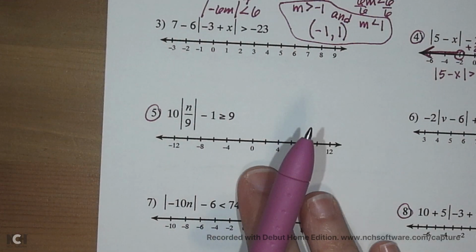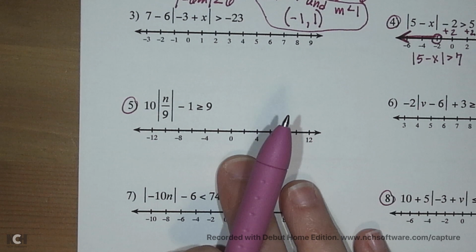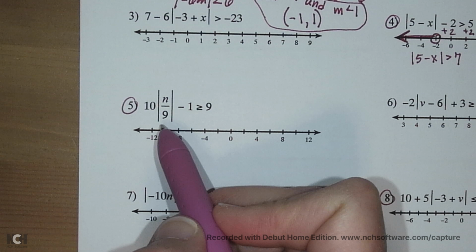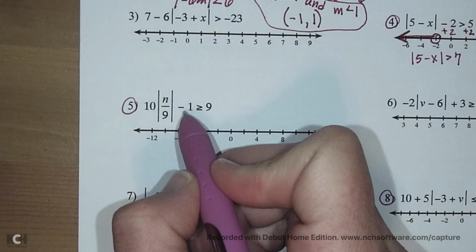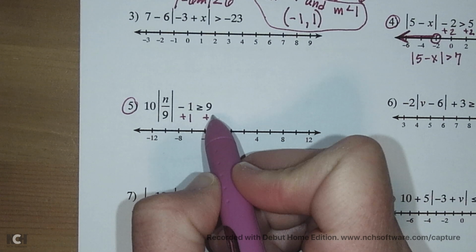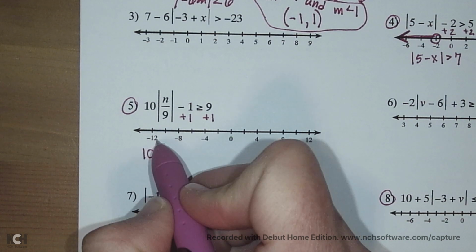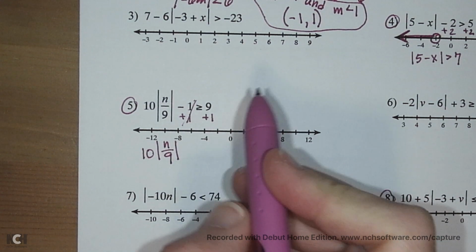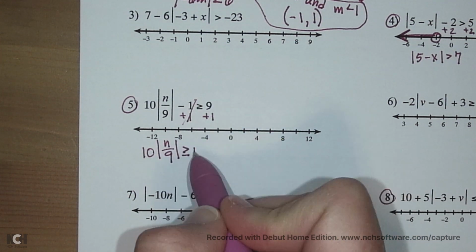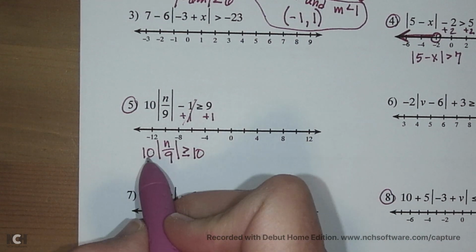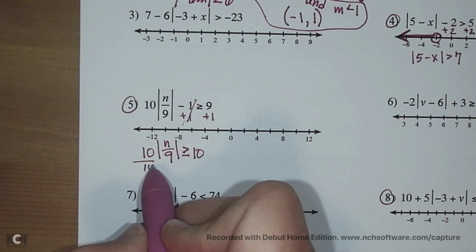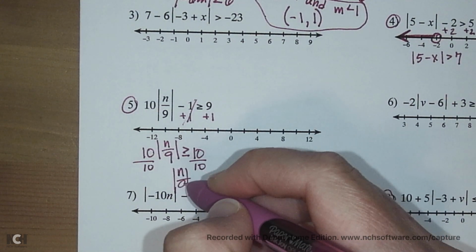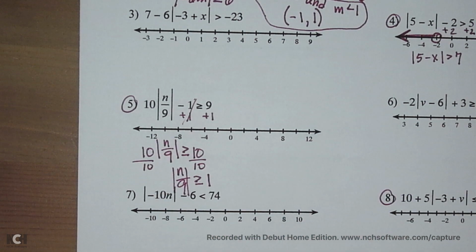Number 5. Okay. Again, our first goal is to get the absolute value expression by itself. So let's get rid first of the 1. It's minus 1, so we're going to go plus 1 to get rid of it. And then you're left with 10 times absolute value of n over 9. That canceled out, and so greater than or equal to 9 plus 1 equals 10. And now we have to get rid of our 10. So divide by the 10. And you're left with absolute value of n over 9 greater than or equal to 1.